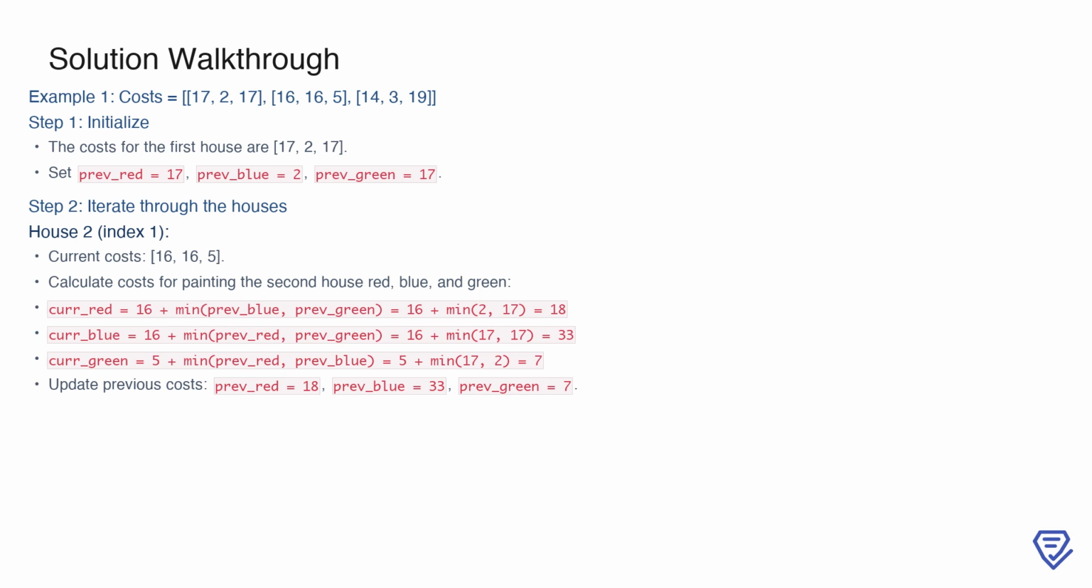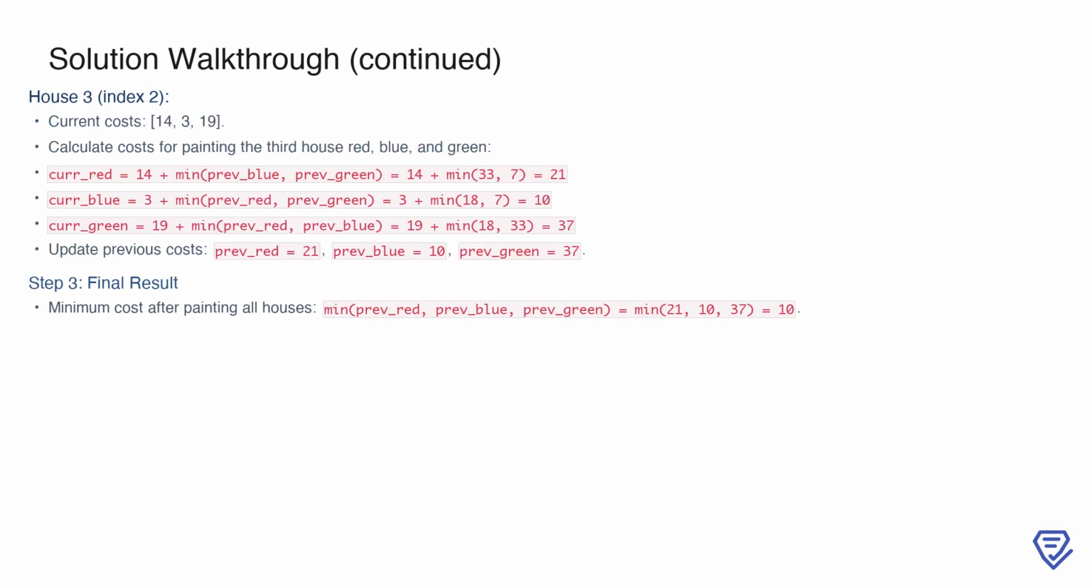Finally, for green, we add 5 to the smaller of the previous red and blue costs, yielding 5 plus 2, resulting in cur_green of 7. After calculating these, we update the previous costs to Prev_red equals 18, Prev_blue equals 33, and Prev_green equals 7 to prepare for the next house.